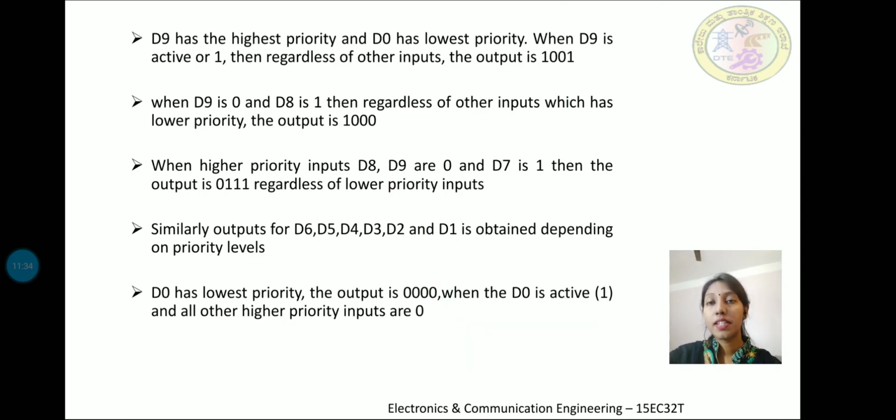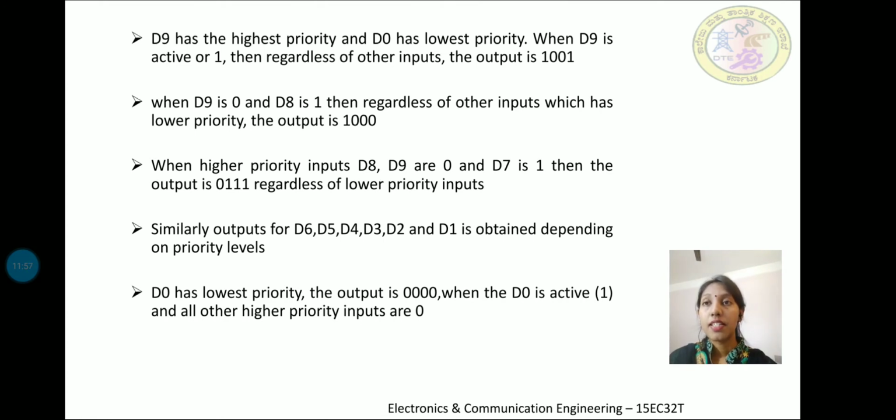So D9 is the highest. From the truth table we have observed that D9 is the highest priority input and D0 is the lowest priority input. So when D9 is active, then regardless of the state of all the other inputs, whether high or low, the output obtained is 1001, that is the BCD code corresponding to the digit 9.